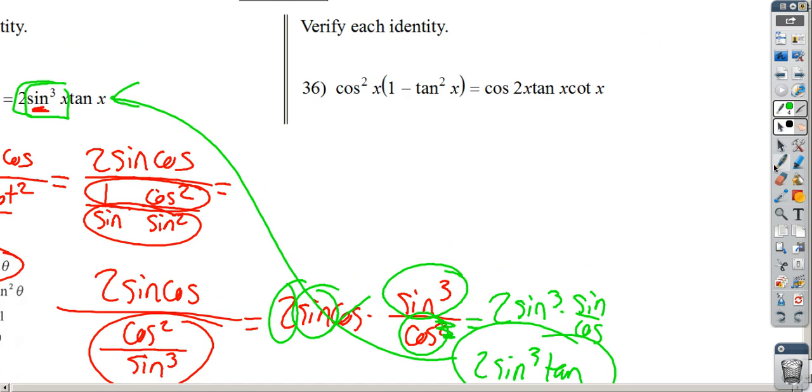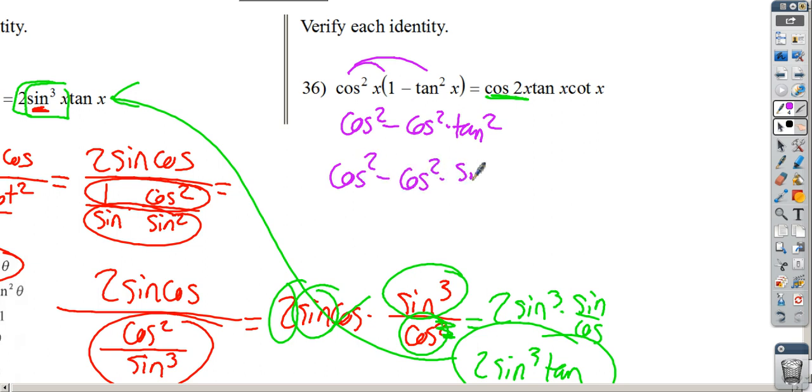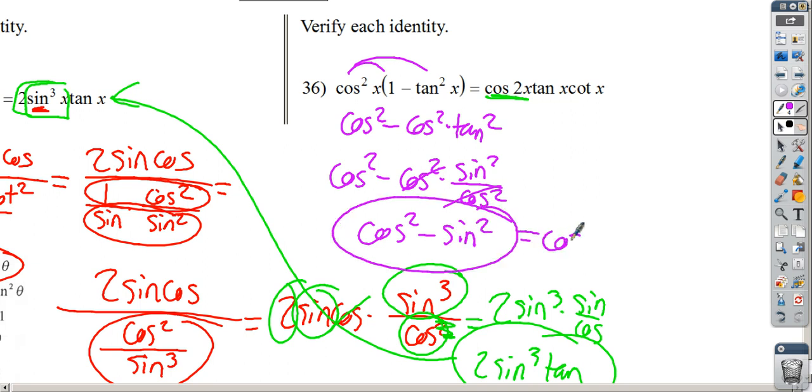This one is another cos 2x, and these tend to be harder because there's 3 different versions of them. So let's see if we can start with the left side. Left side looks a little bit more complicated, and let's distribute this. So we're going to have cos squared minus cos squared times tan squared. When in doubt, change everything to sines and cosines. I'm going to change tangent into sine squared over cosine squared. Those will cancel, and we're left with cos squared minus sine squared, and hey, that's an identity. That's the same thing as cos 2x.